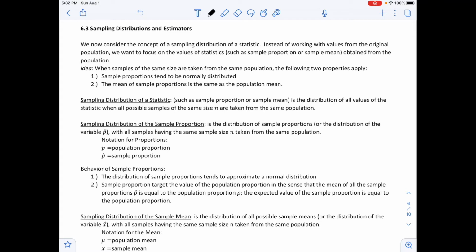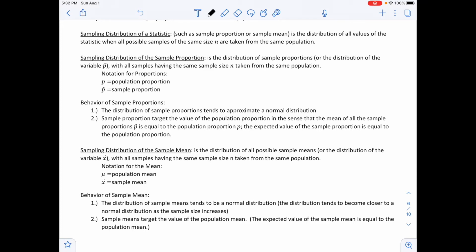The next section is section 6.3, which is sampling distributions and estimators. We now consider the concepts of sampling distributions of a statistic. Instead of working with values from the original population, we want to focus on the values of a statistic, such as a sample proportion or a sample mean, obtained from the population. The idea is when samples of the same size are taken from the same population, the following two properties apply. The sample proportion tends to be normally distributed, and the mean of the sample proportions is the same as the population mean.